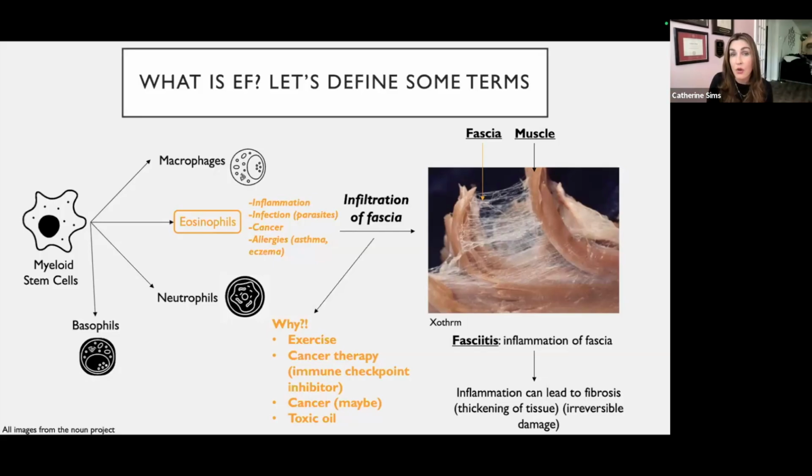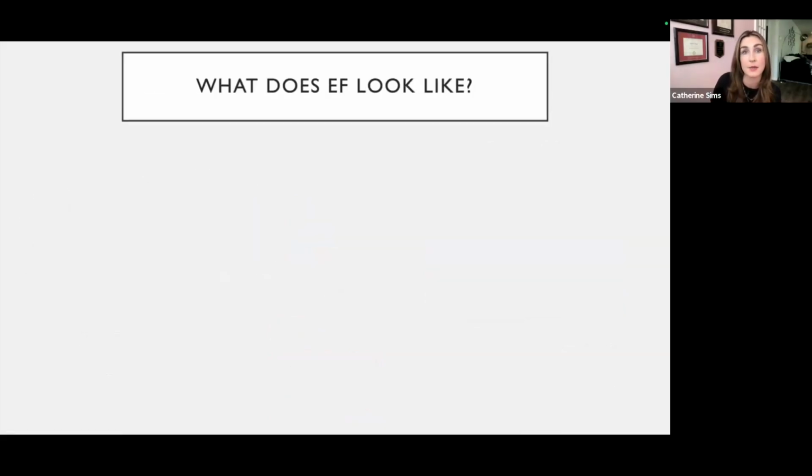Sometimes cancer itself can be a cause of EF, or elevated eosinophils in the blood. And then lastly, toxic oils. This is less common, but whenever I see a patient who has elevated eosinophils, I ask them what kind of hobbies they have, what kind of work they do, because exposure to toxic chemicals is certainly something we should be investigating as to why the immune system is becoming unregulated, and the patient is now developing an autoimmune condition like eosinophilic fasciitis.